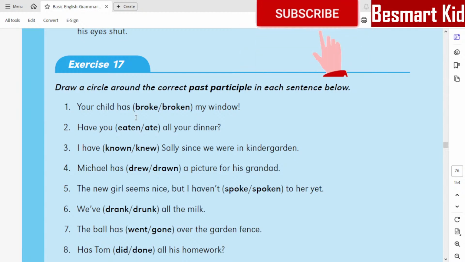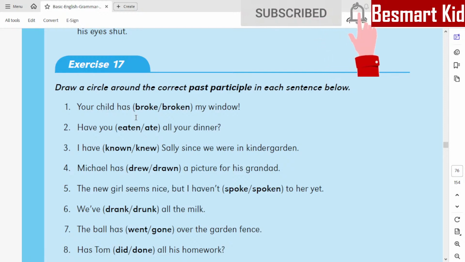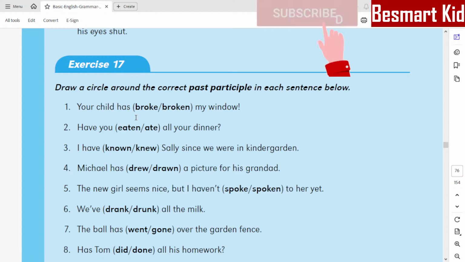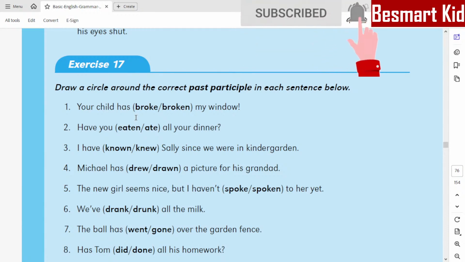The new girl seems nice, but I haven't spoken to her yet. We've drunk all the milk. The ball has gone over the garden fence. Tom did all his homework.